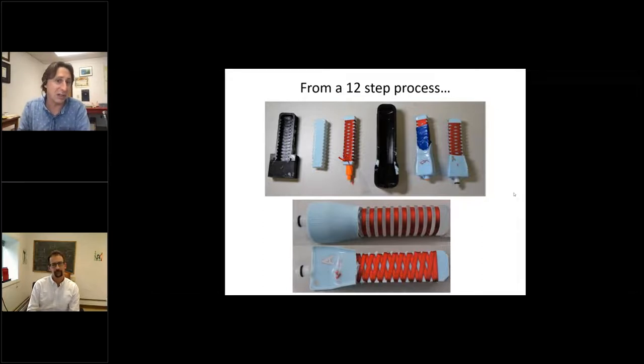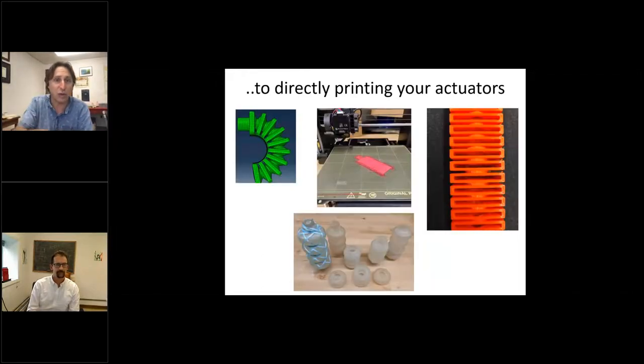And what we really want to get to is the point where we can design something on a computer in CAD, model its behavior, know how it's going to behave, and then hit the 3D print button and it comes out. Done. And we have achieved that. So we're going from that 12-step process to doing the modeling steps ahead of time. These are dynamic models, not just the static drawing, but actually seeing how they behave under internal pressure.